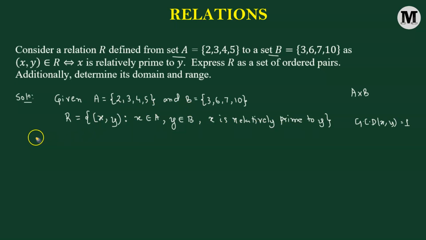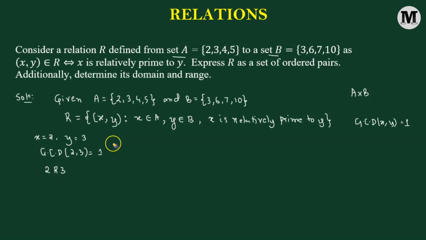For instance, from the first set A, if we pick x equal to 2, then what values of y can we pick from the set B? Let's say we pick y equal to 3. Then what is the greatest common divisor of the two numbers 2 and 3? Yes, that's equal to 1, which means that 2 and 3 are relatively prime. In other words, 2 is related to 3.